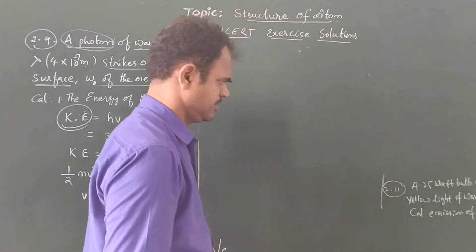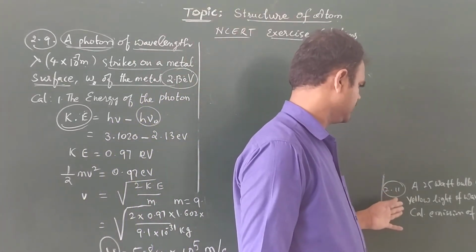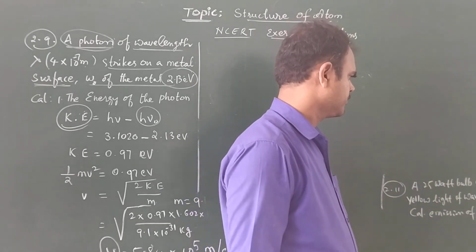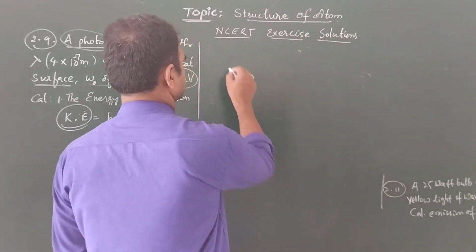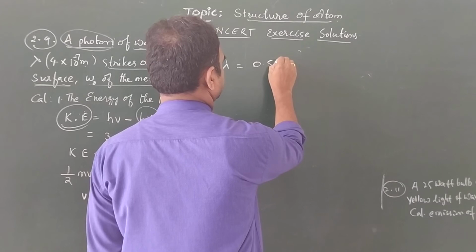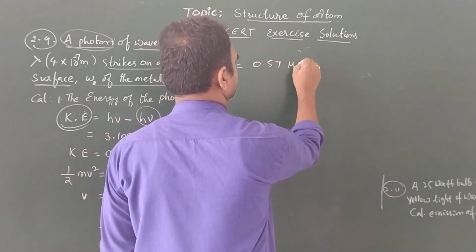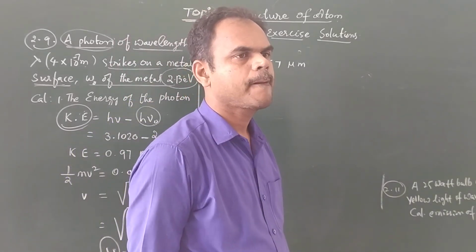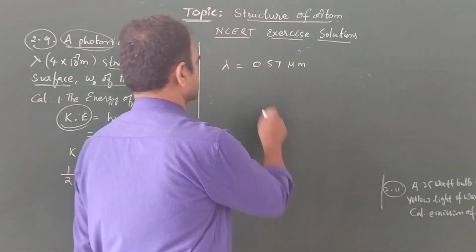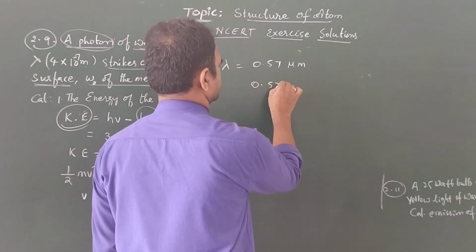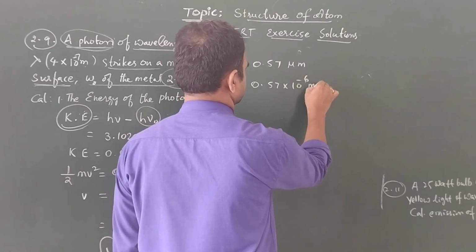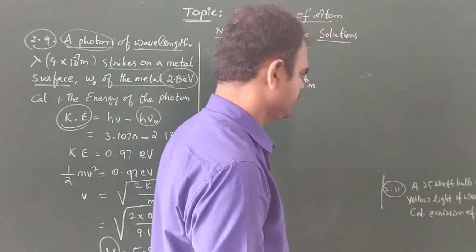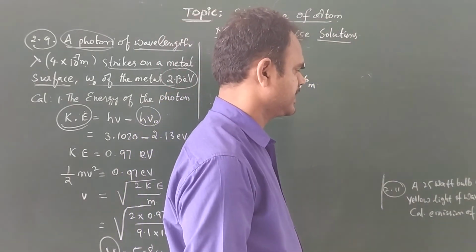Formula based questions. Here the 2.11th question is: a 25 watt bulb emits monochromatic yellow light of wavelength 0.57 micrometers. 1 micrometer is equal to how many meters? Then you can write 0.57 into 10 to the power of minus 6 meters. We got lambda. He is asking to calculate the emission of quanta per second.